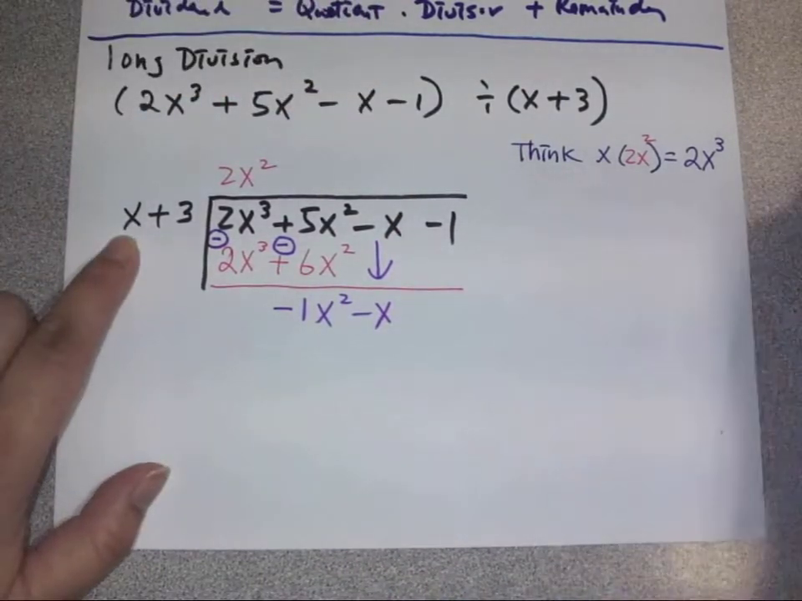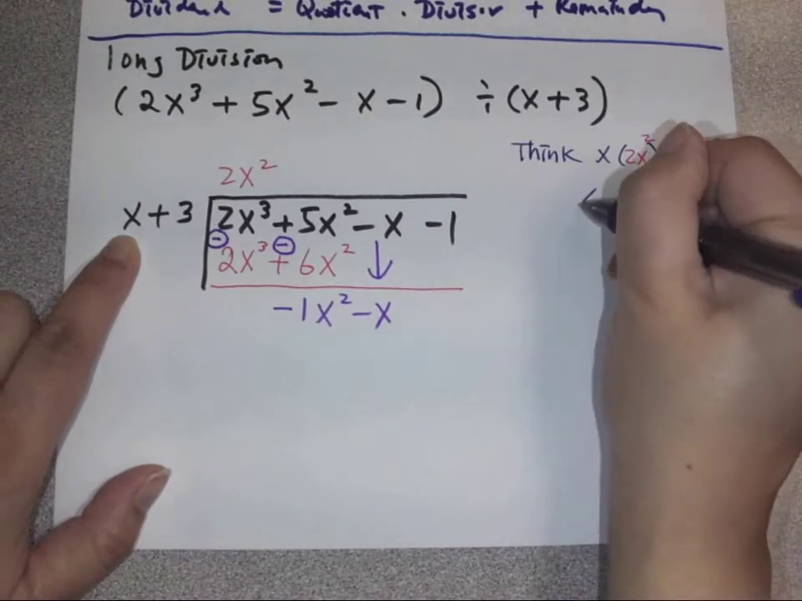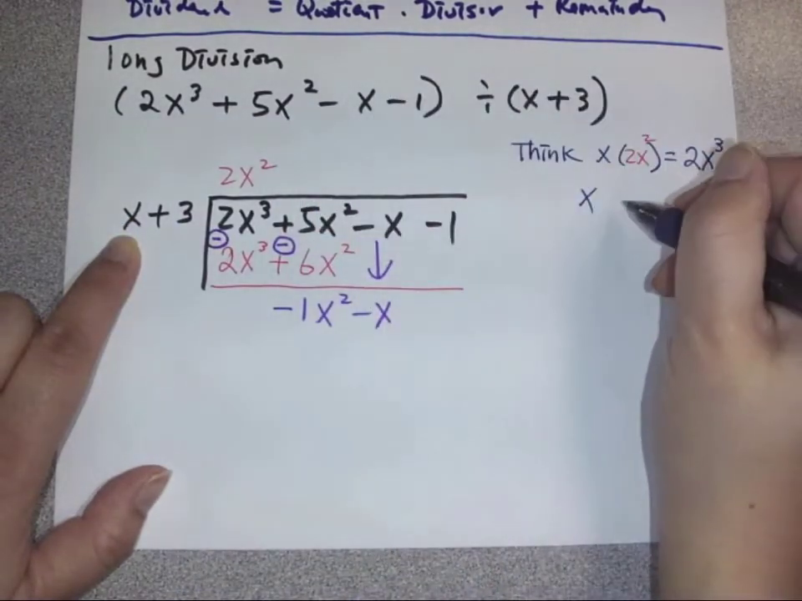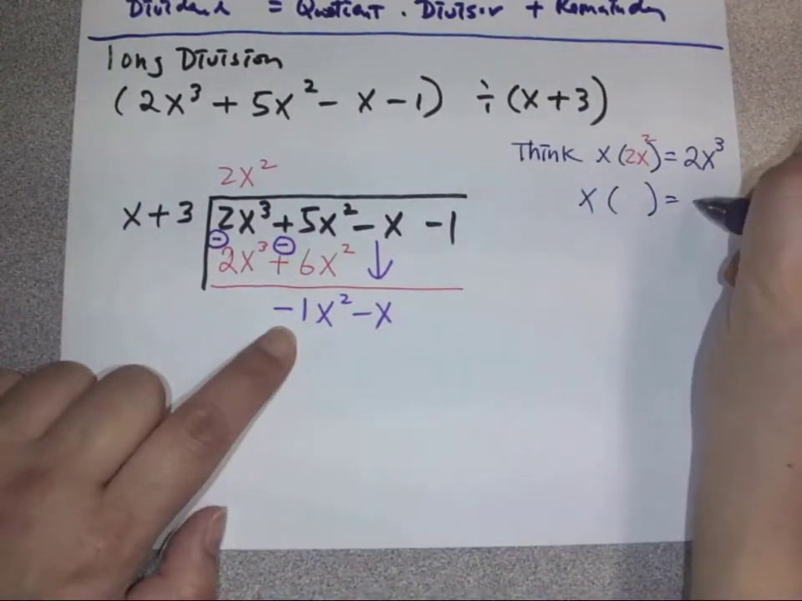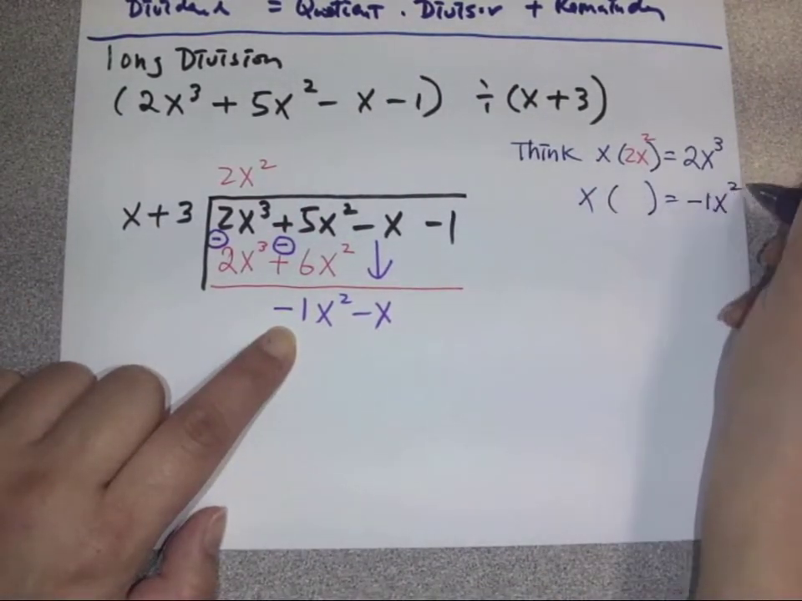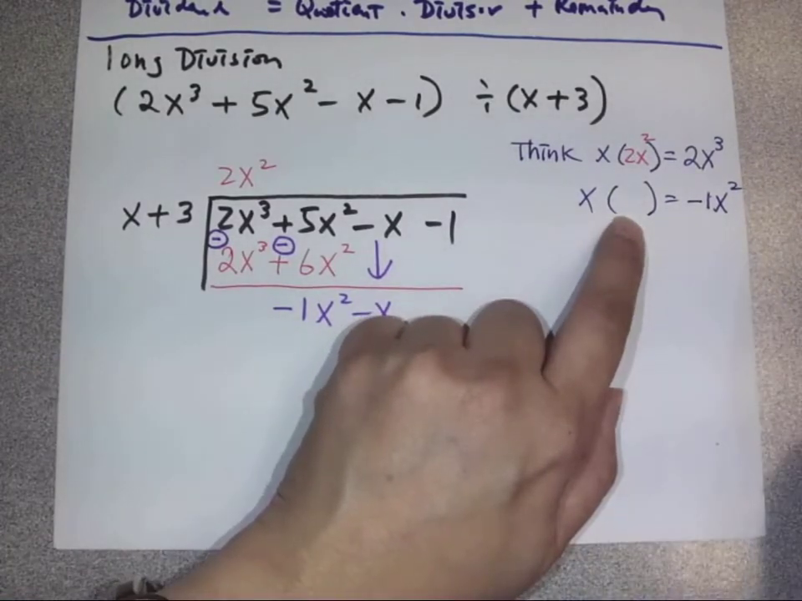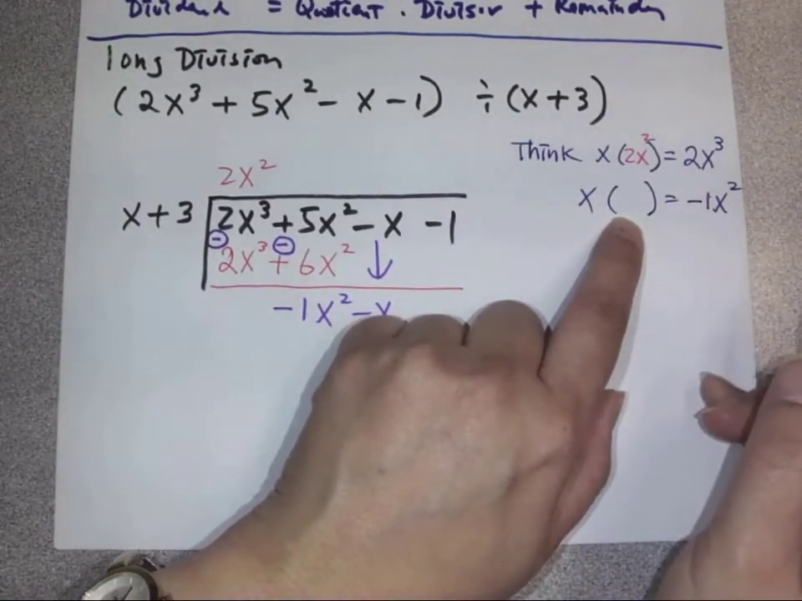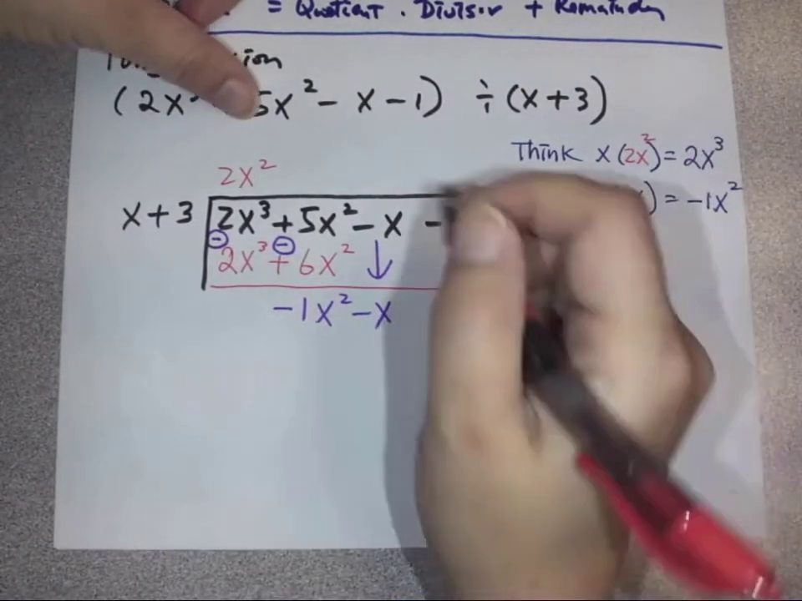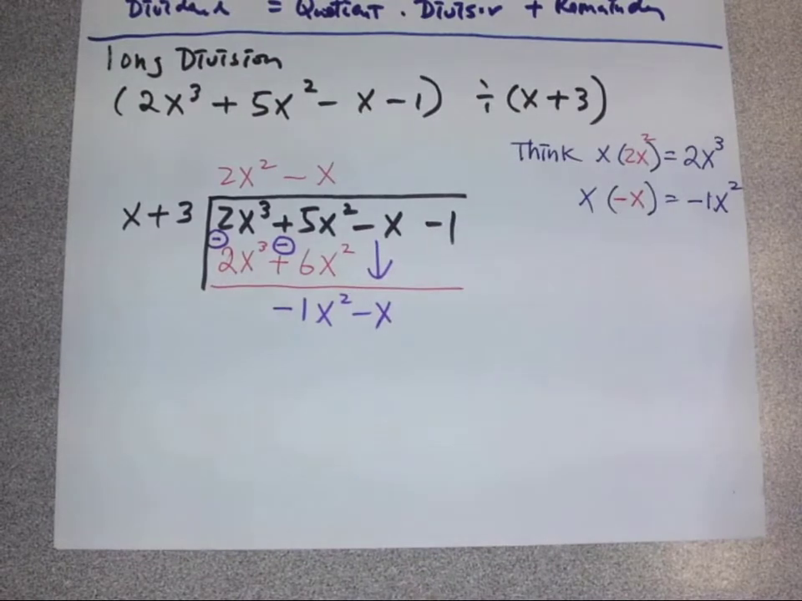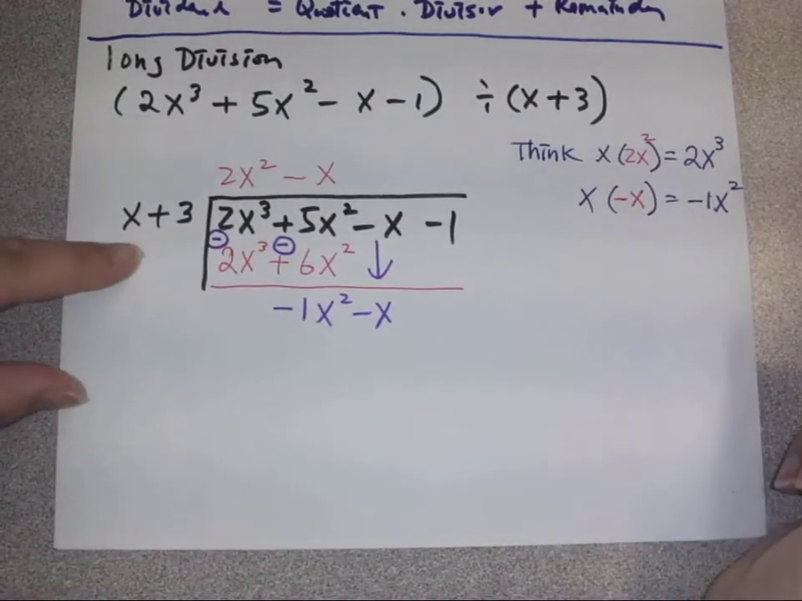And now I'm thinking the next step: my x here needs to multiply something on top equal to this guy, which is negative 1x squared. What do I need to multiply? A negative 1x, okay? So negative x goes here. Oh, I lied to you. Okay, that may be a remainder.